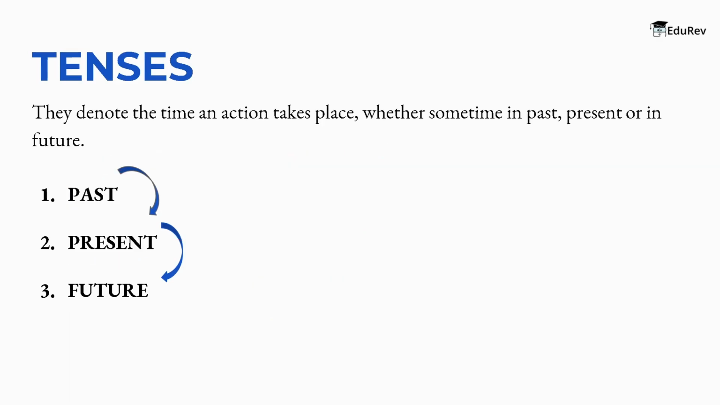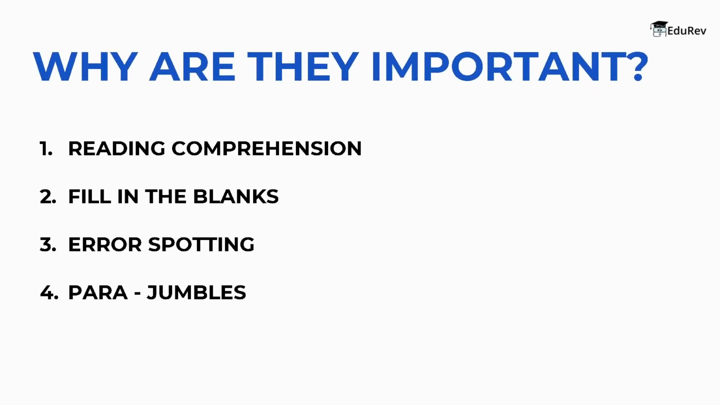Now let's see why these are very, very important. Tenses are the backbone of your English grammar, which denotes time reference. You will not be asked the definition directly, but tenses come in handy when you solve questions on your reading comprehensions, your fill in the blanks, your error spotting, your para jumbles. So that is why tenses are very, very important in your CAT examination, because a lot of things are based on your understanding of your tenses, right?